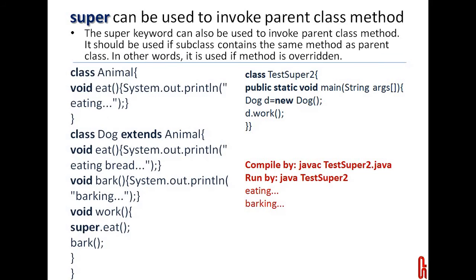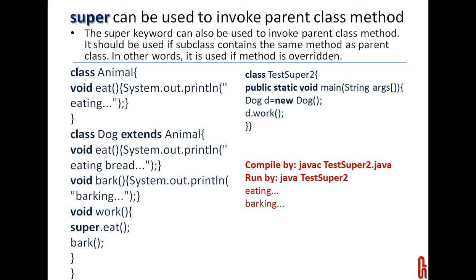Now we will be considering the second use of the super keyword. Super can be used to invoke the parent class method. The super keyword can also be used to invoke the parent class method. It should be used if the subclass contains the same method as the parent class. In other words, it is used if the method is overridden.